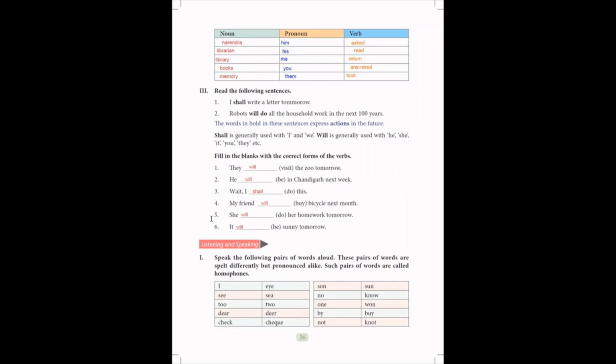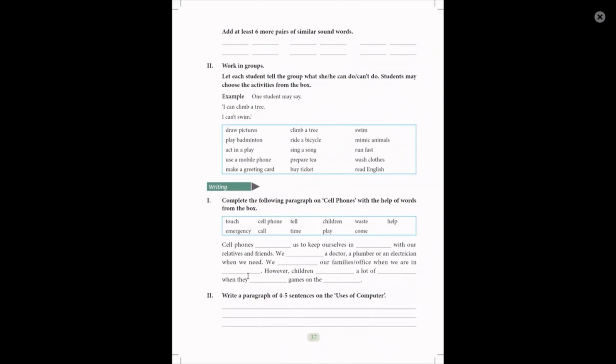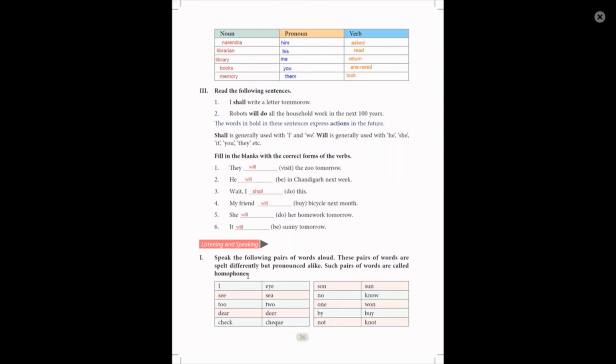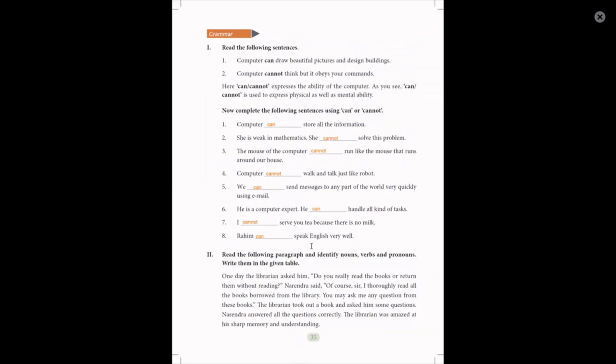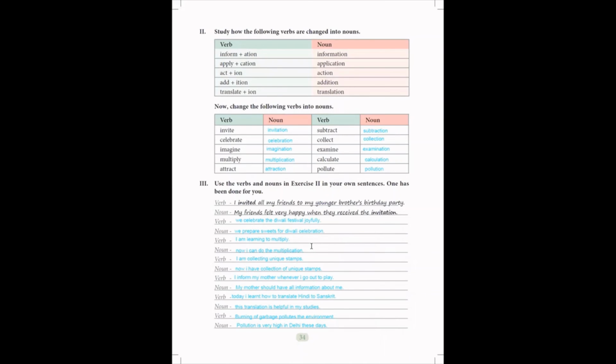All right. So we are done with the exercise. As I said earlier as well, there are a few listening and speaking exercises available towards the end of the chapter, which you can always do with your friends, with your teacher, and in the family as well. So this is how we end the chapter. I hope you enjoyed the session.